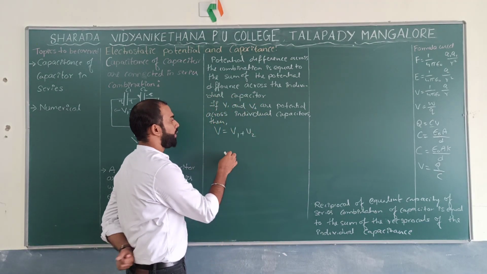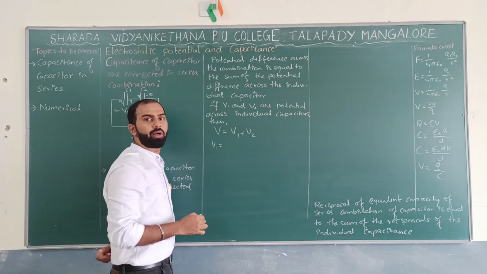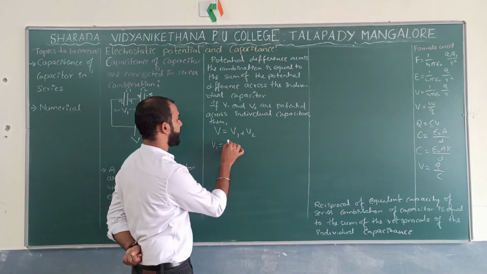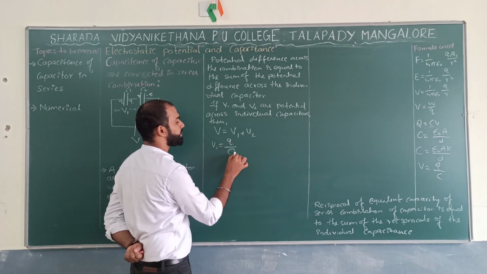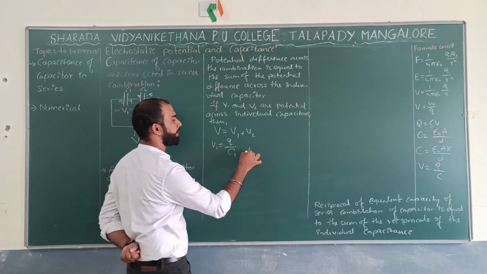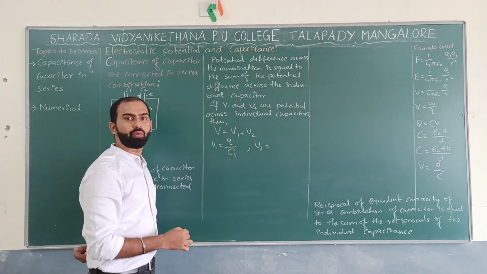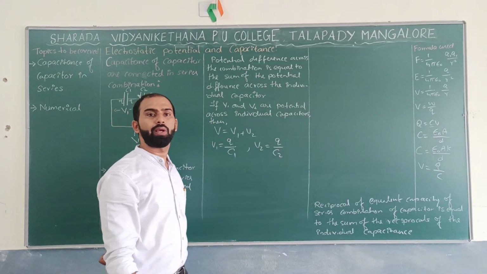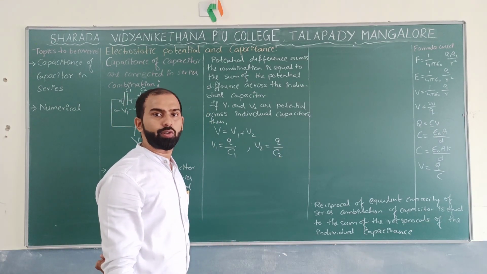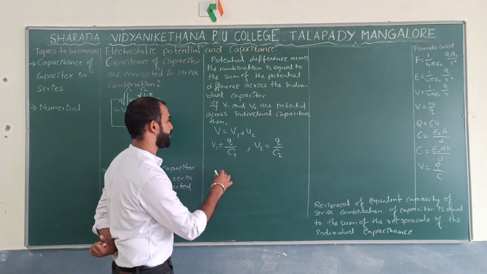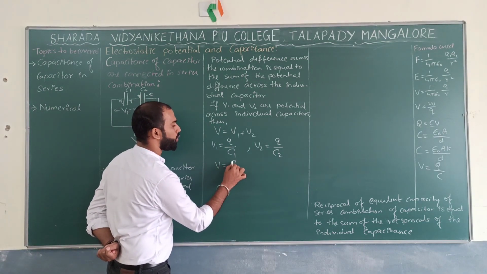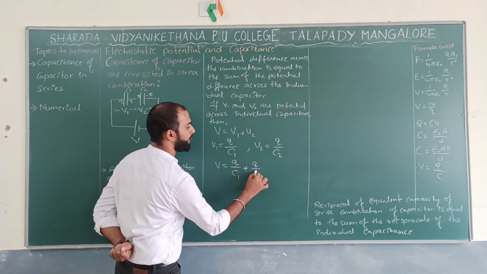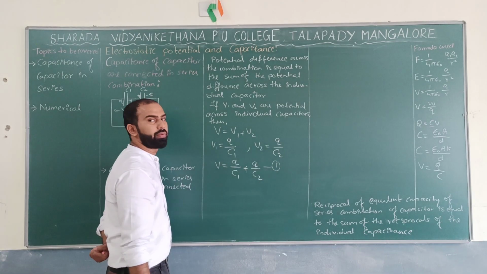Now, V1 is the potential across C1. What can I write here? That is nothing but Q by C1. Similarly, V2 is nothing but Q by C2. Since we are supposed to find the total potential in the circuit, V equals Q by C1 plus Q by C2. Take it as equation 1.